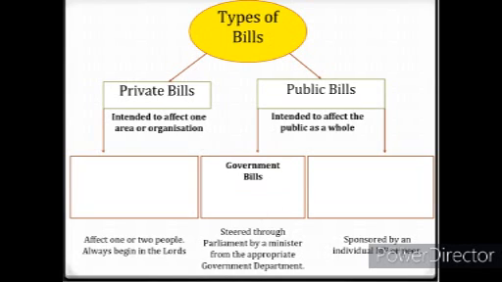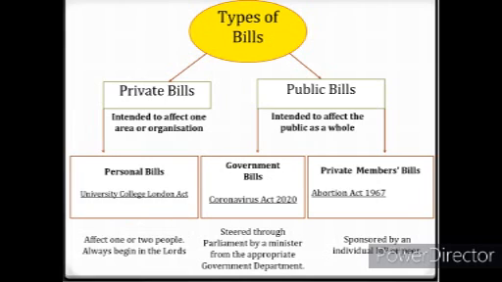And in this, there are lots of different types as well. So a public bill could be introduced by the government, such as the Coronavirus Act, or it could even be introduced by a private member. And we're going to look at private members' bills in a little more detail in a moment. Examples of private bills might be bills presented to cover a specific university perhaps, or a specific company, and they won't affect the whole of the population.